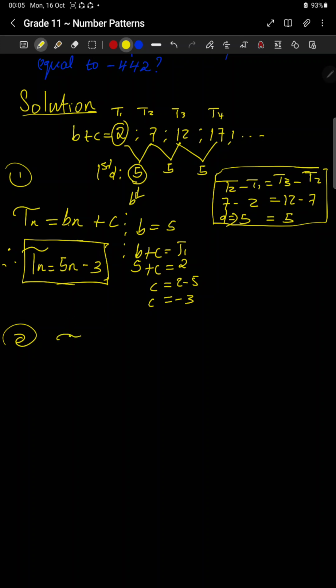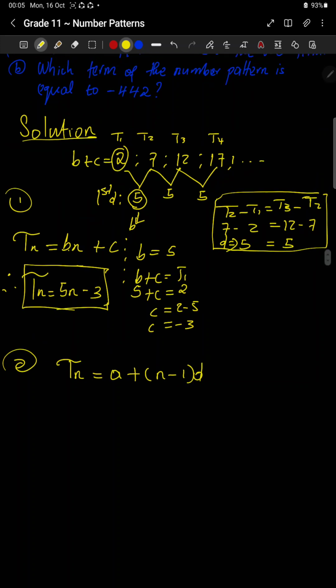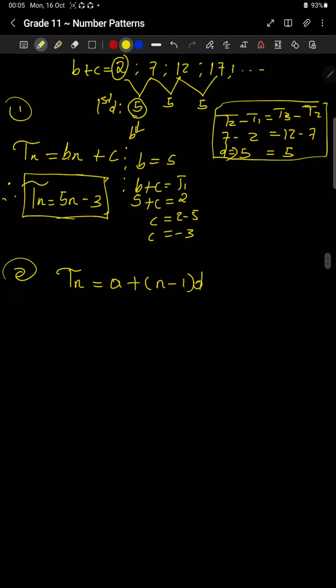So in the second option, we're going to use this formula: Tn is equal to a plus n minus 1 times d. Where we know that the difference between each term here is 5, so that means in the place of d we're going to put 5. And then the value of a is easy, which is 2. The first term is given to us, so T1 is the same as a. So we're going to just substitute. So a is equal to T1, which is 2, and the constant difference is 5, and then we just substitute.